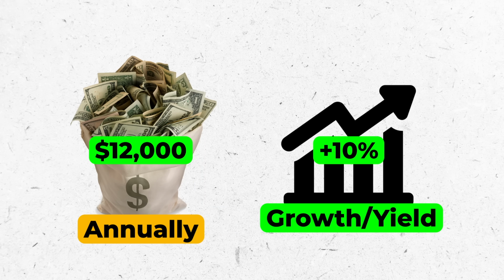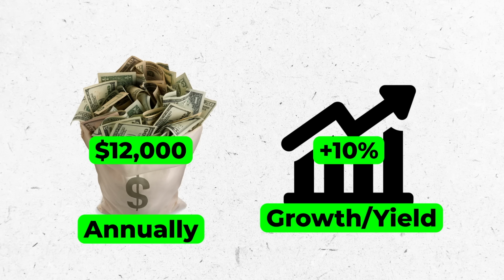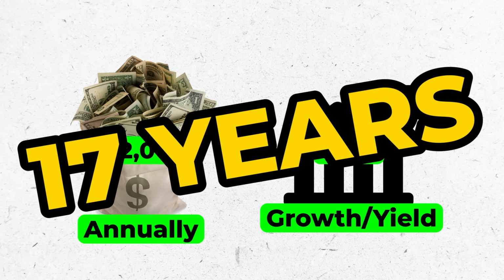Invest 12,000 a year, growing at 10%. How long will it take to hit 600K? Well, you need a financial calculator or Excel spreadsheet, but I'll give you the answer. The answer is you need 17 years, right? Now you may say, is that a long time? Well, that's okay. So think about it.